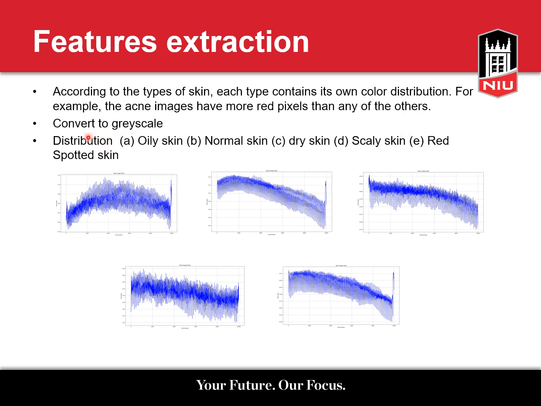So we need to convert RGB into grayscale and find the distribution of oily skin, normal skin, dry skin, scaly, and red spotted skin. So here are examples of 5 different skin types, the distribution of the color converted to grayscale. We can find different types of skin have different distributions in color.